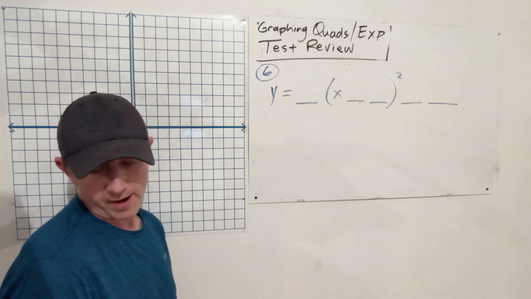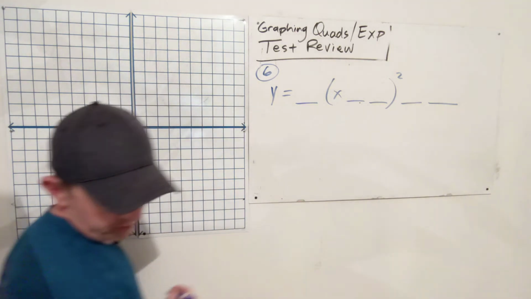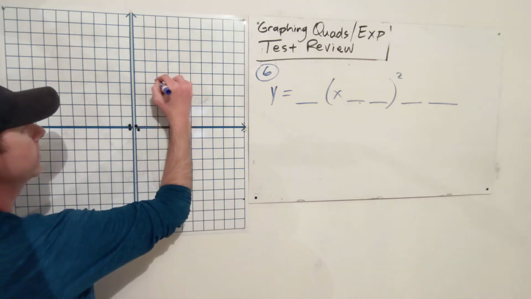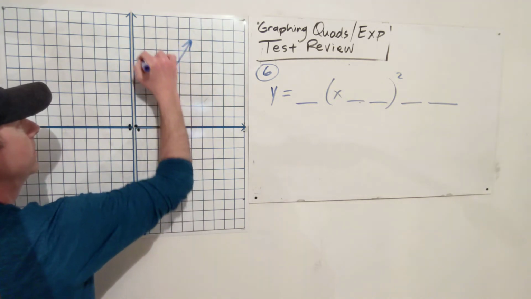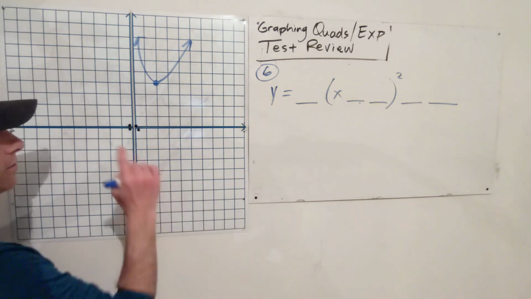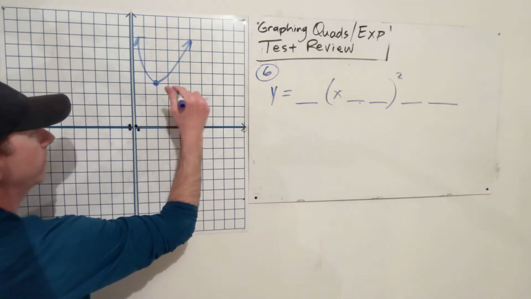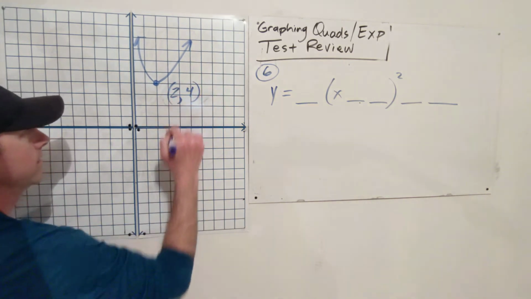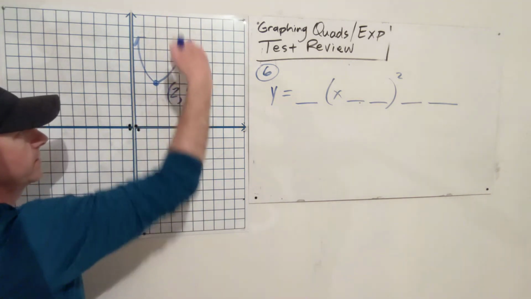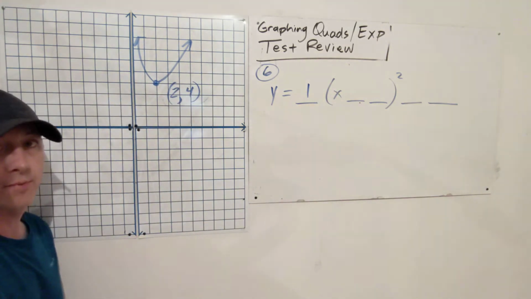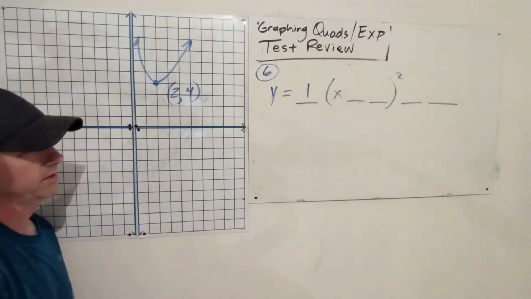Now going from the graph, what is important is that you understand it has a vertex at 2, 4, I believe, and it opens up. So this is the picture that you have. What is the vertex? The vertex is at 2, 4. And it definitely opens up. So that tells me the A value is a positive 1. So you're going to want to type in a positive 1 instead of just a plus sign.